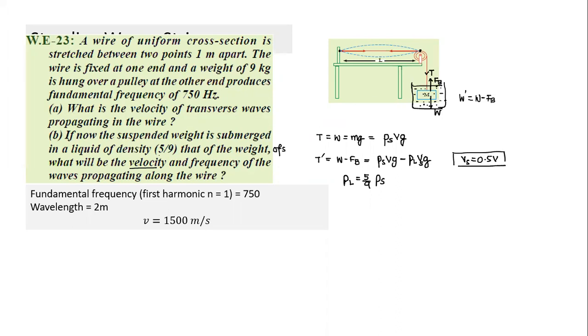To repeat the point here, the moment this weight is submerged, it will show an apparent weight. It will get reduced by a magnitude equal to the force of buoyancy. So the tension will change from T, which was equal to the weight, to T dash, which is weight minus force of buoyancy, and this can be written in the form of density. As the tension changes, velocity changes. As the velocity changes, the fundamental frequency also changes.